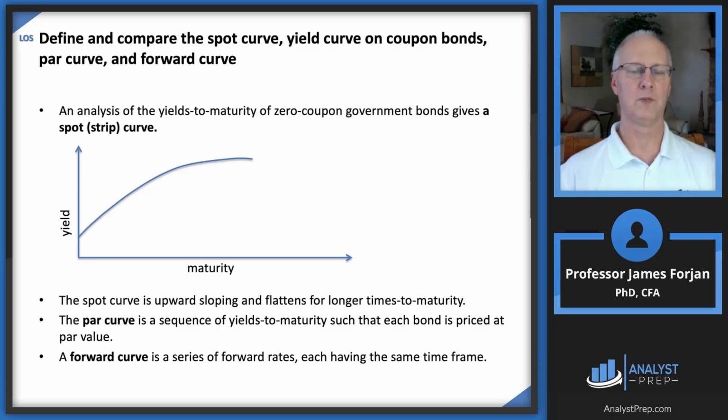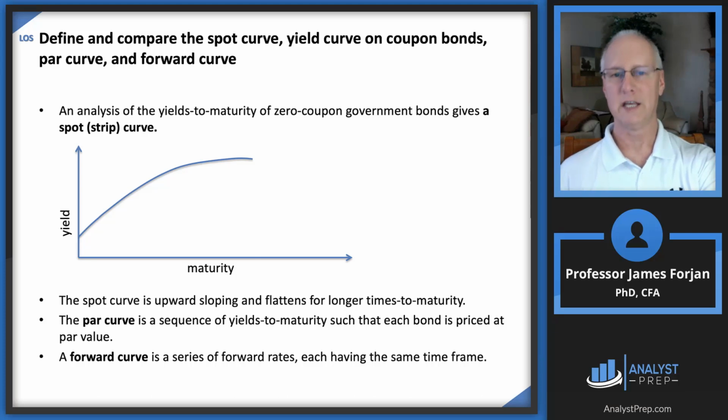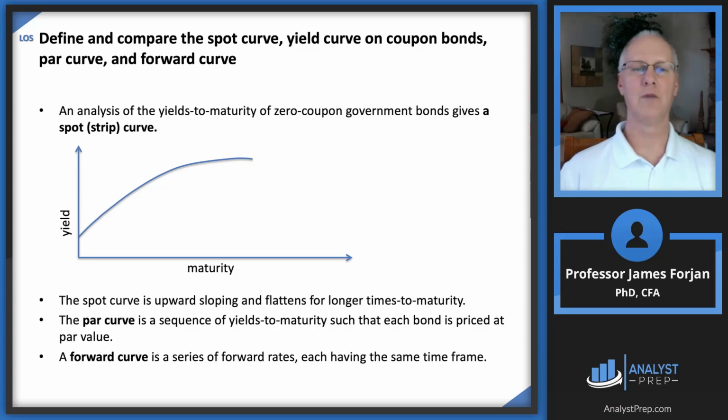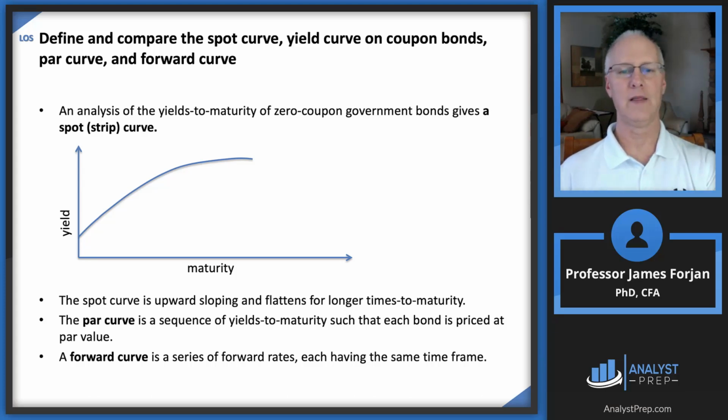All right, so the spot curve is the yield on zero coupon government bonds. This is what we just talked about a few slides ago with that spot rate. The par curve is interesting because it is going to be the yields as if each bond were priced at its par value of $100. See, in order to get the par yield to maturity, you have to do some adjustments. And then a forward curve is a series of forward rates that each have the same time frame.